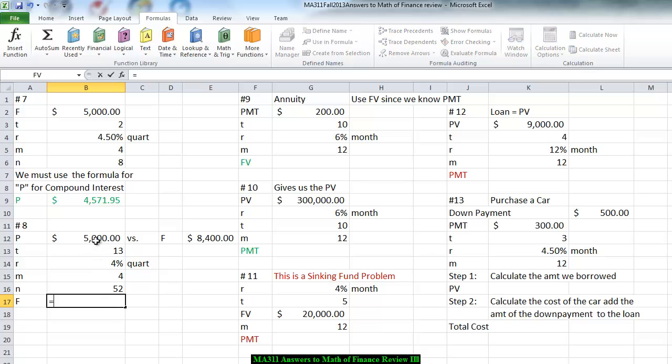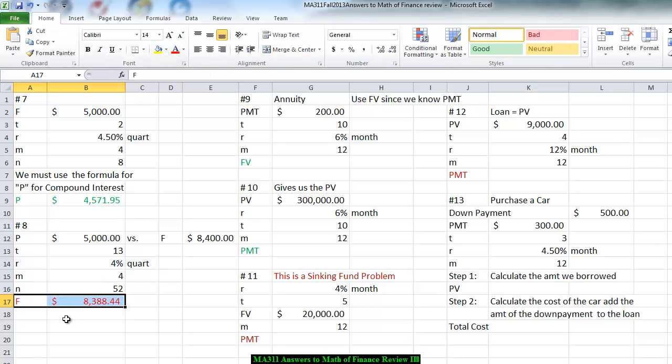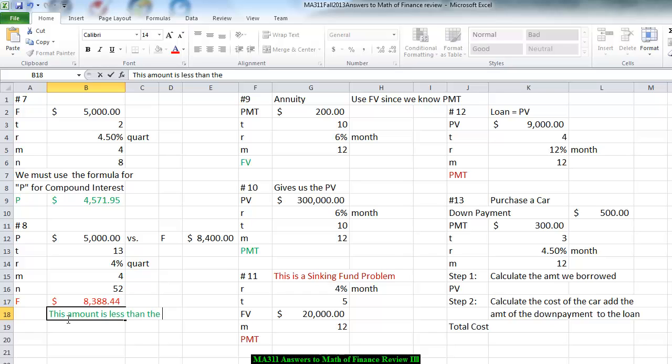Now we want to know what the $5,000 will be worth in 13 years. So we use the future value formula for compound interest. We have 5,000 times, open parenthesis, 1 plus the I, which is the 4% divided by the 4, close parentheses, exponent button 52. And that tells us we'd have $8,388.84. Taking a look at that number, we notice this amount is less than the $8,400 we would get in 13 years.